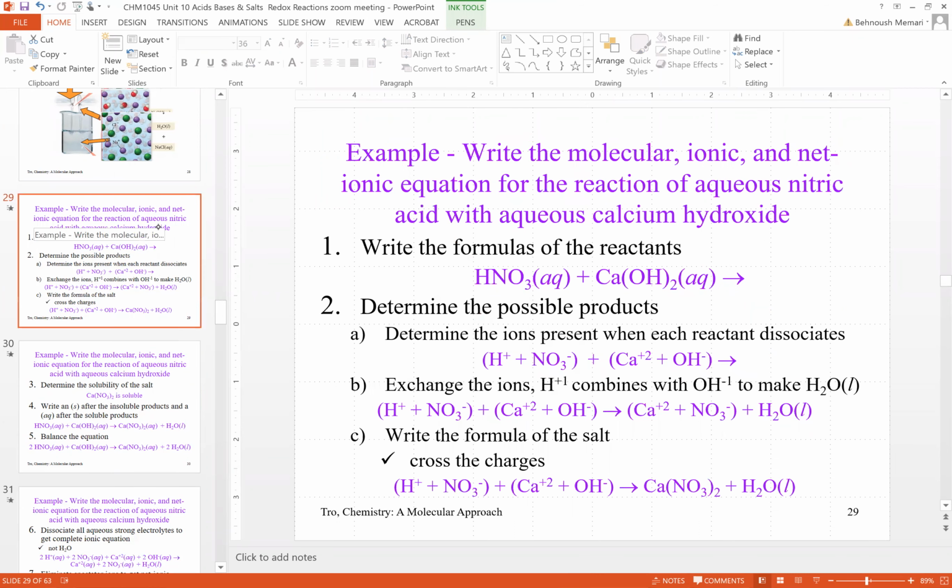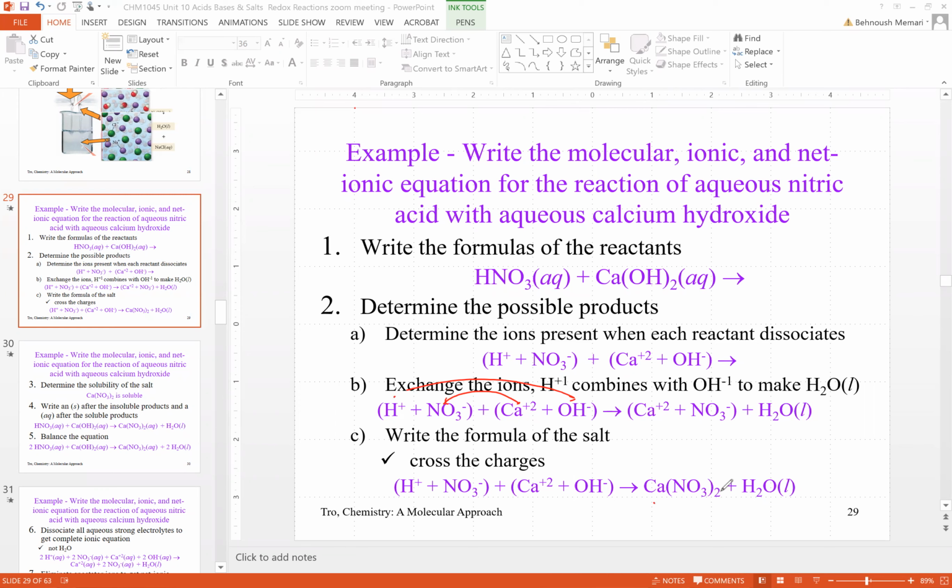So if you want to write the ionic and molecular equation for nitric acid and calcium hydroxide, you have two strong acids and bases that are both going to dissociate into their ions. Then you can treat this like a double displacement reaction or precipitation reaction. Hydrogen would go with the hydroxide, and then the metal with the non-metal or anion is going to give the salt.